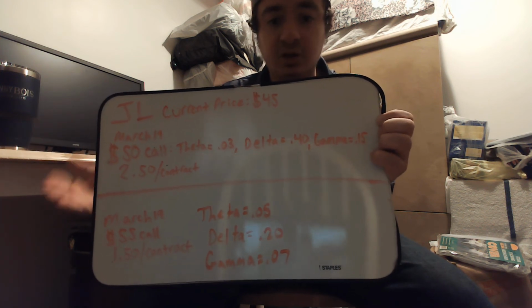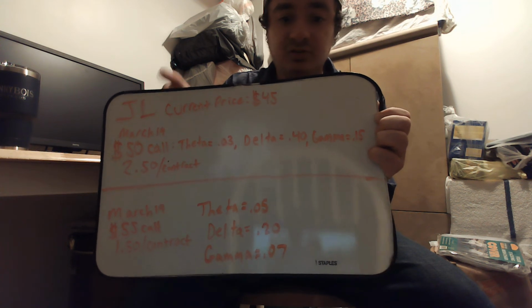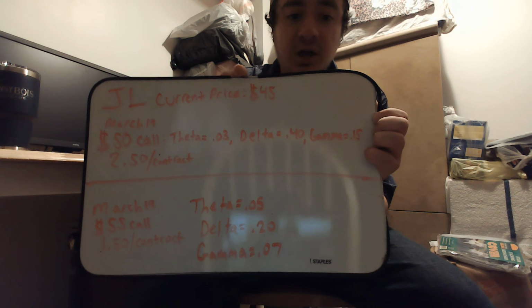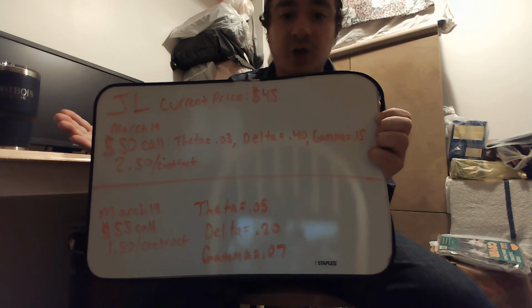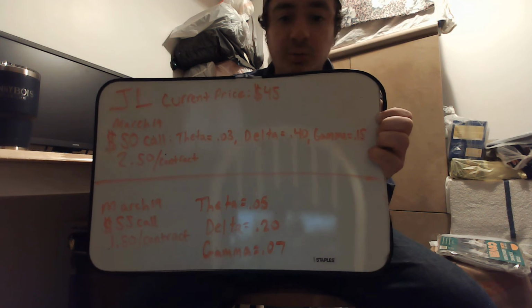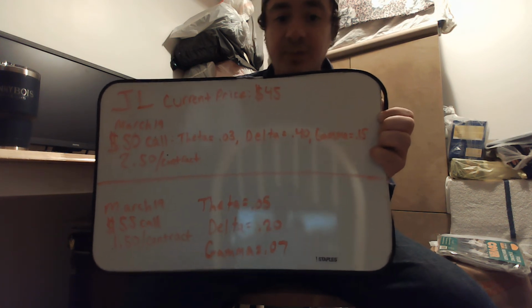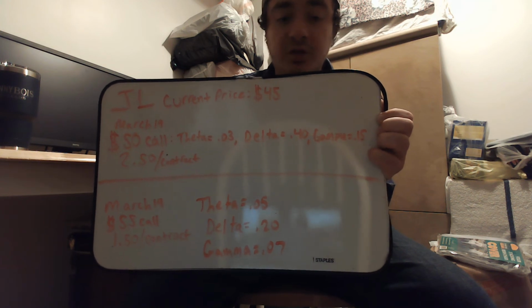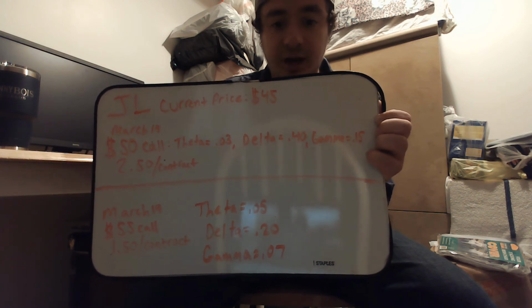That's your delta. Gamma describes what your delta will be for each dollar the stock price rises. So if JL goes to $46, your delta will become 55. That means now if it goes to $47, it'll be worth $3.45 per contract. You do the math there.